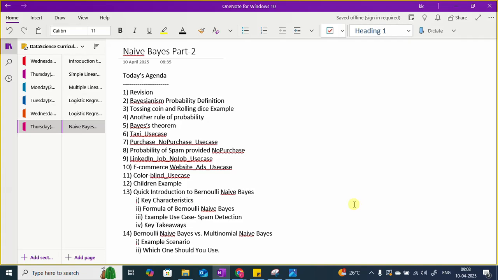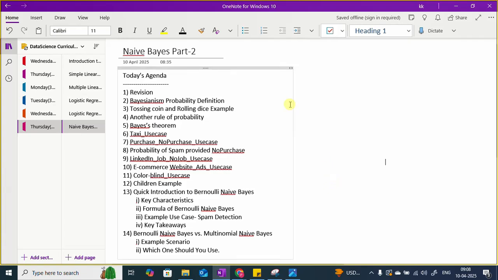Then we'll see Bayesian probability distribution, the tossing coin and rolling dice examples, another rule of probability, then Bayes theorem. Then I will try to solve different kinds of use cases, like taxi use cases, purchase and no purchase use cases, probability of spam provided no purchase. Then LinkedIn job and no job use cases, an e-commerce website ad use case. Then I will try to cover a color blind use case.